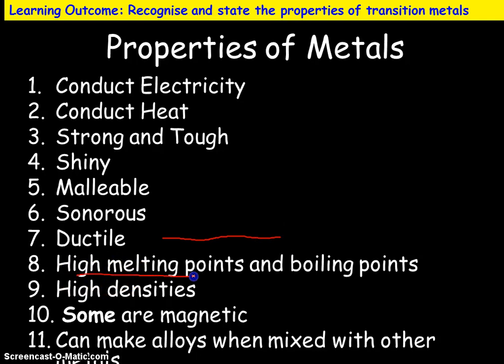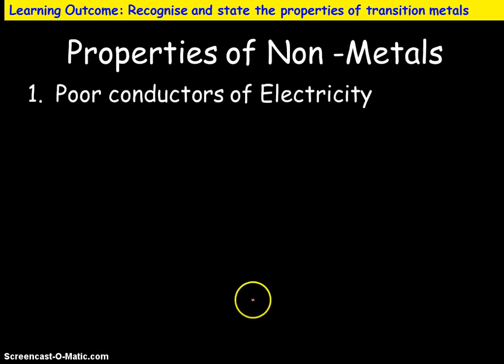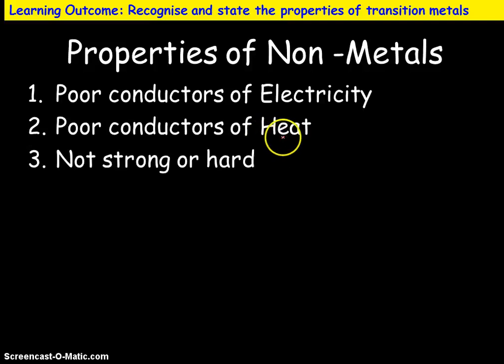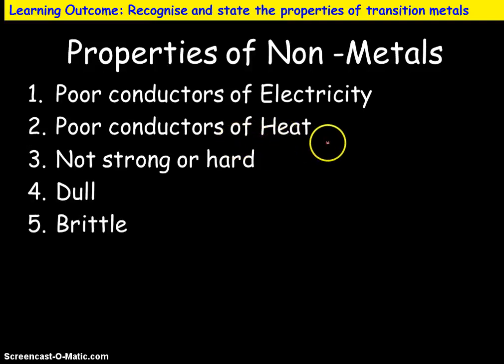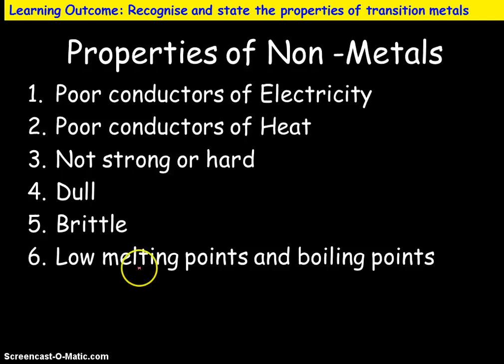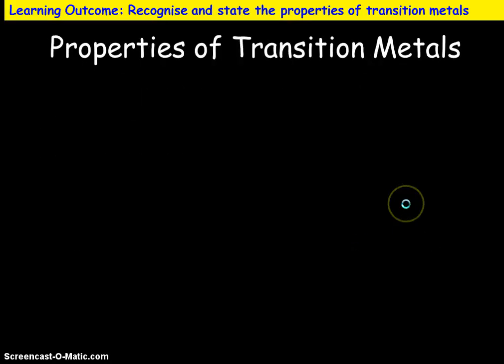They've got high melting points and boiling points. They've got high densities. Some are magnetic, that's iron, cobalt and nickel are the only ones that are magnetic. And then you can make alloys when you mix them together. Properties of non-metals are basically the opposite, so they're typically poor conductors of electricity, poor conductors of heat. They're not strong or hard, they're dull. They're brittle, which means they break apart. They've got low melting points and boiling points, low densities, and they're not magnetic.